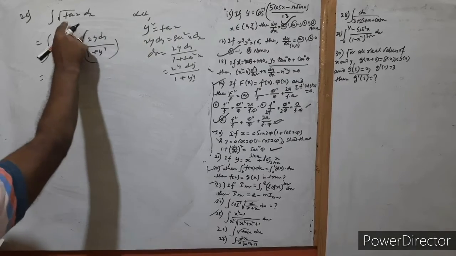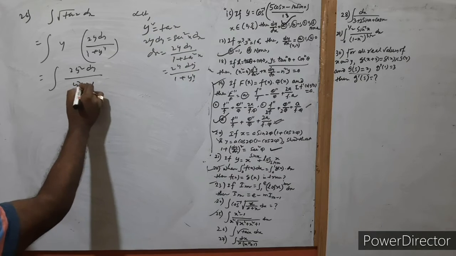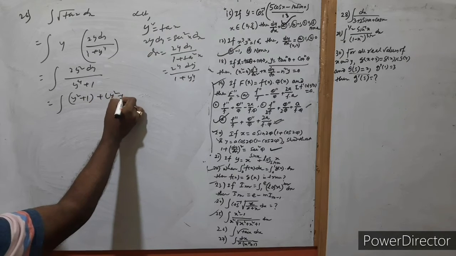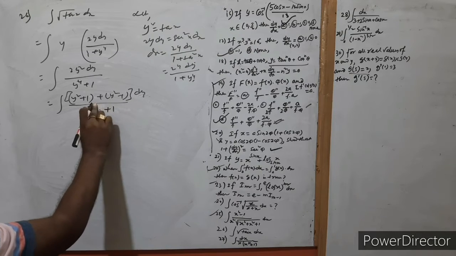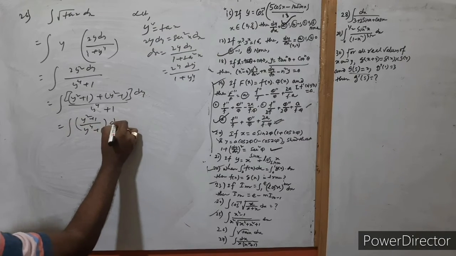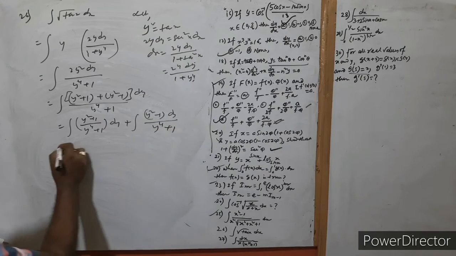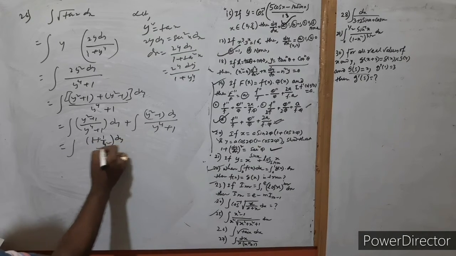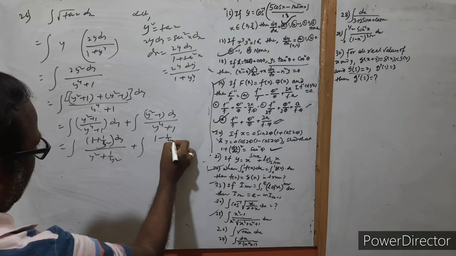Root tan x means y squared is y. So this is 2y squared dy over y to the power 4 plus 1. Now put y squared plus 1 and y squared minus 1, dy over y to the power 4 plus 1. Dividing by y squared, we get 1 plus 1/y squared dy over y squared plus 1/y squared, and likewise 1 minus 1/y squared dy.